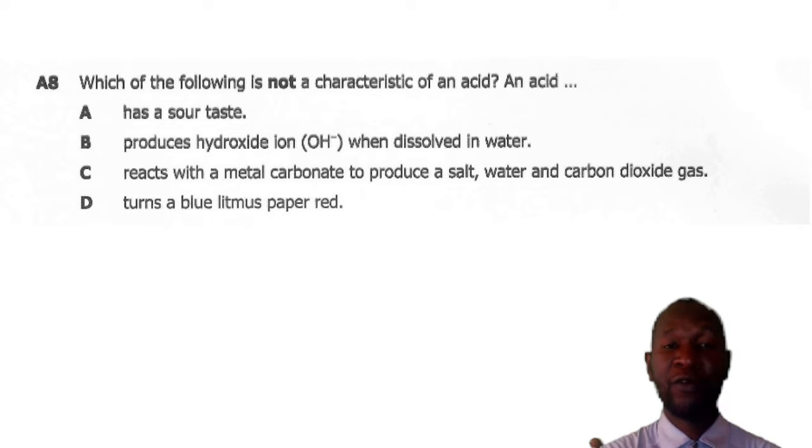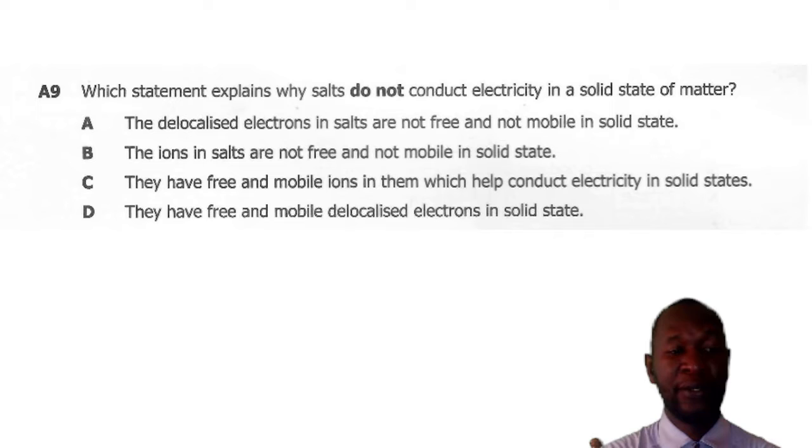A8, which of the following is not a characteristic of an acid? The correct answer here is B, produces hydroxide ions when dissolved in water. This is a characteristic of an alkali. A9, which statement explains why salts do not conduct electricity in a solid state? The correct answer here is A. The delocalized electrons in salts are not free and not mobile in solid state, and that's why they do not conduct electricity.